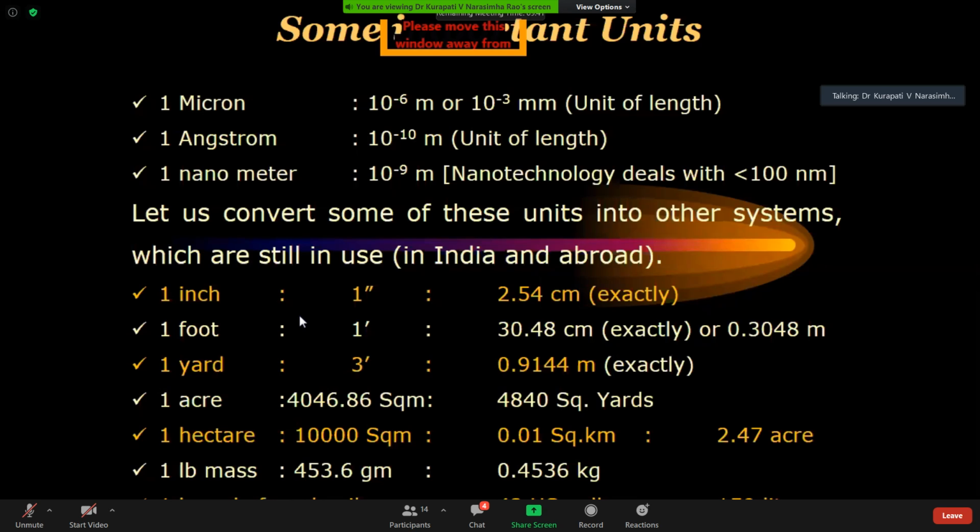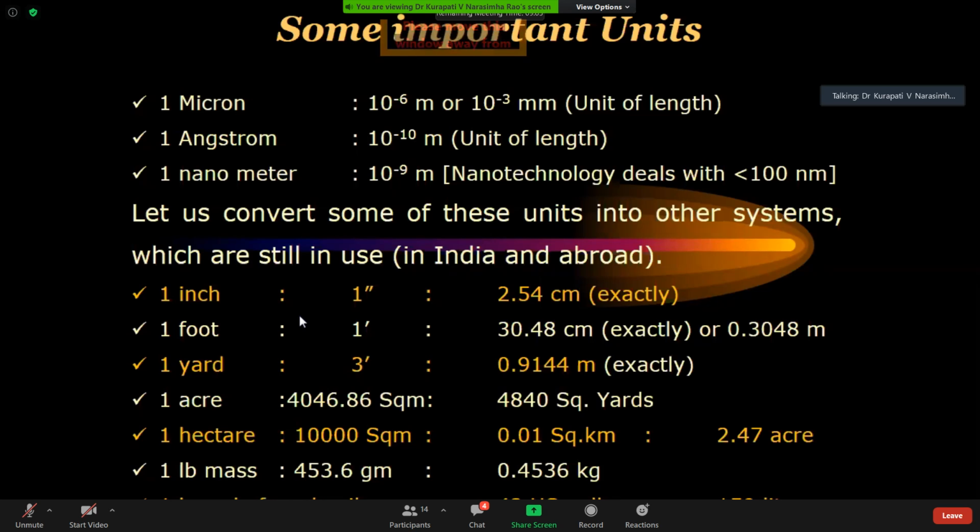1 hectare is another word, used particularly by the government when they explain so many hectares of area. 1 hectare is 10,000 square meters. That means if you consider a square, one side is 100 meters and another side is also 100 meters. That is equal to 10,000 square meters, which is 0.01 square kilometer. If you go the other way, 100 hectares are equal to 1 square kilometer. Now 1 pound is 453.6 grams.